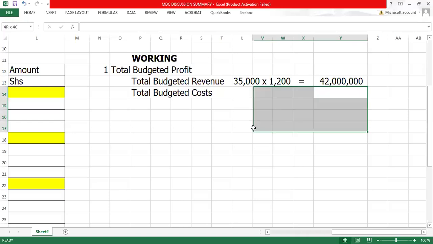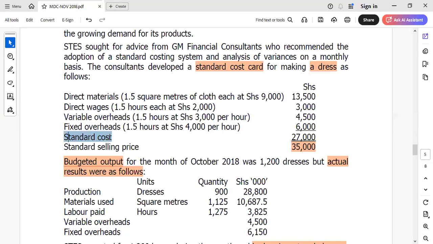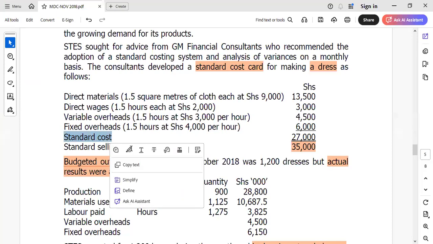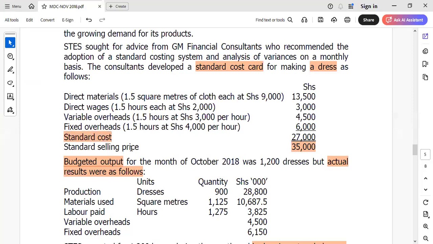Okay? So how do you get the budgeted costs now? Are you seeing this standard cost? This standard cost is per dress, it is based on a dress. So I want the total cost. The total cost is the total variable costs plus total fixed costs.